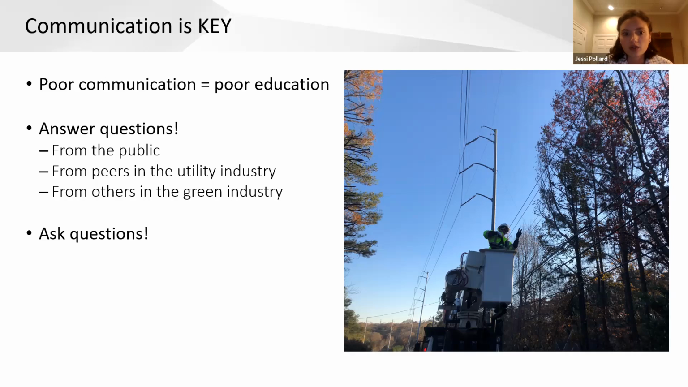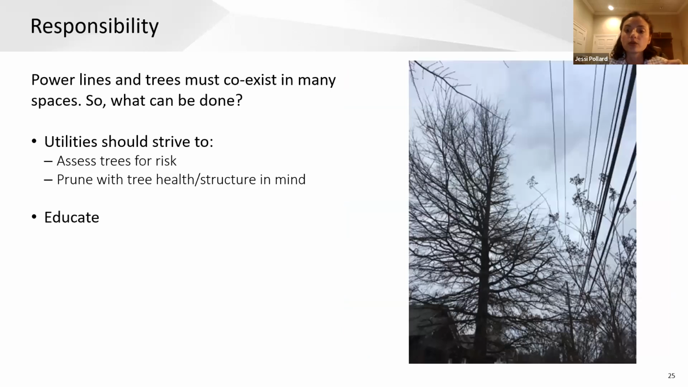And part of our responsibility with the communication is to make sure that we are educating the public and that we're educating each other on the who, what, when, where, and why of utility arboriculture. So, talking about responsibility, power lines and trees are always going to coexist in these spaces. They always are. If not, I guess I'll be out of a job, but they're always going to coexist. So what can be done?